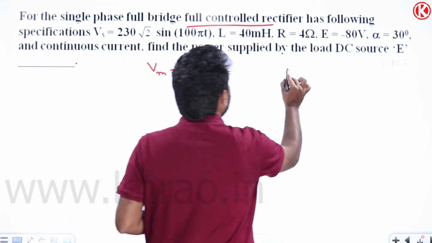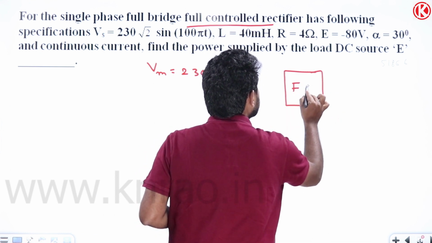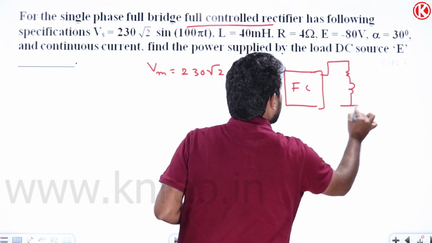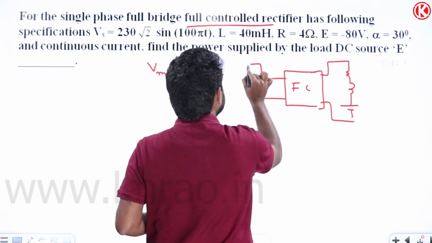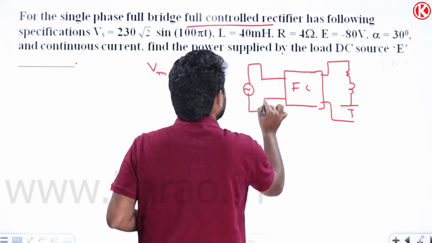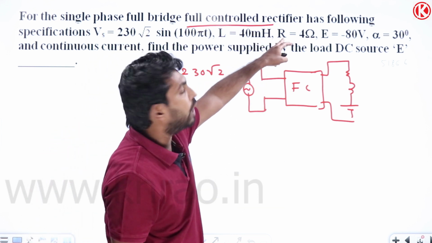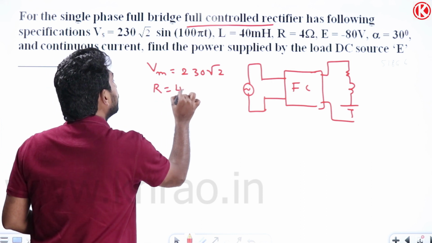Here it is a fully controlled converter and the load is the RLE load. Here it is the AC source. This is the problem that was given. What is the value of R? The value of R is 4 ohms.